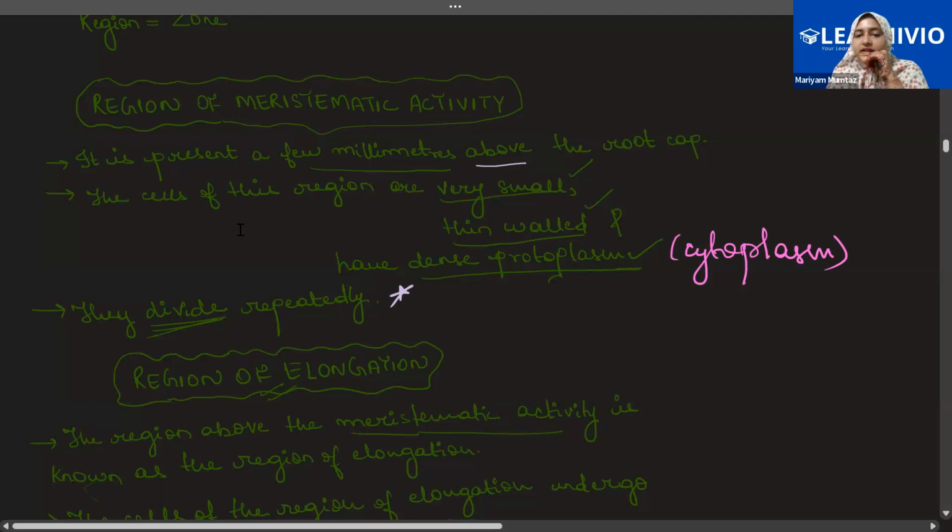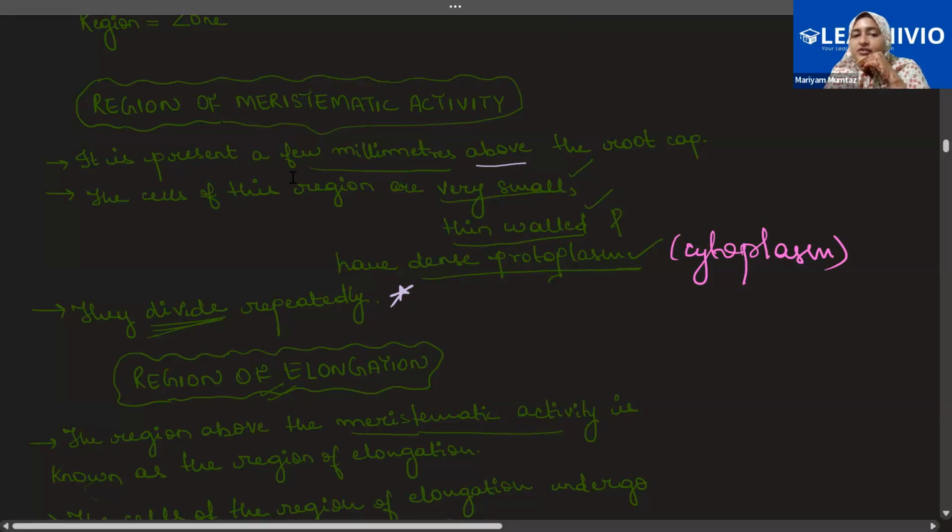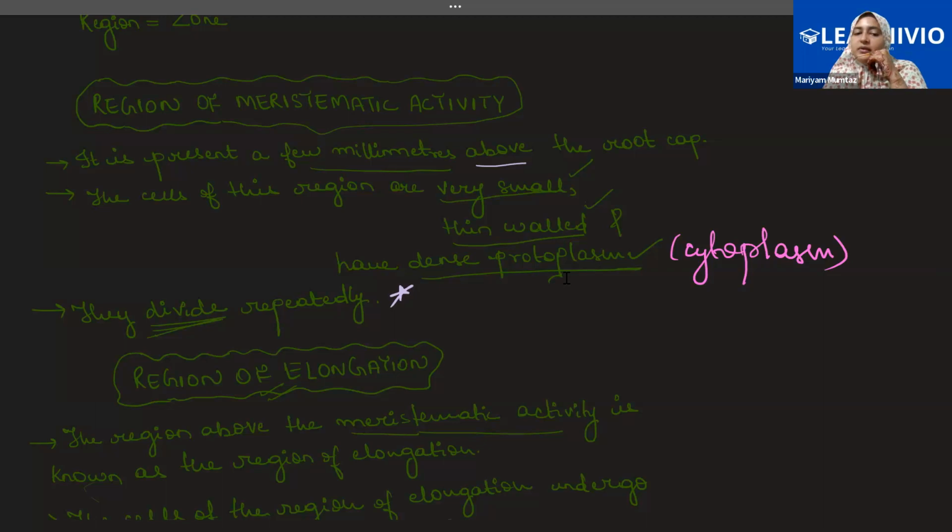Now the cells of this particular region, the apex of the root, they are very small cells. They are thin walled because meristematic tissues have thin walls only. And they have dense protoplasm, meaning their cytoplasm and everything is very dense, thick. And their property is to divide rapidly or repeatedly. Meaning they keep on dividing and dividing so as to grow the length of the root.